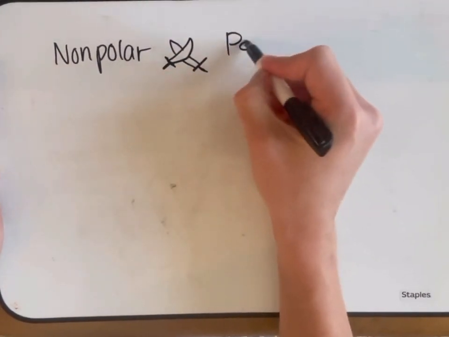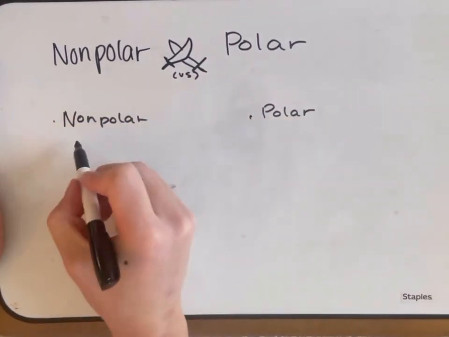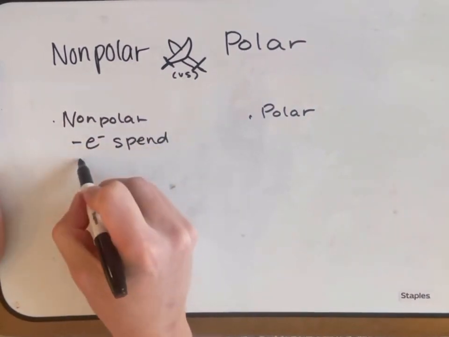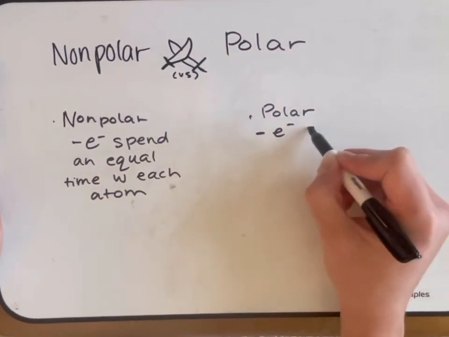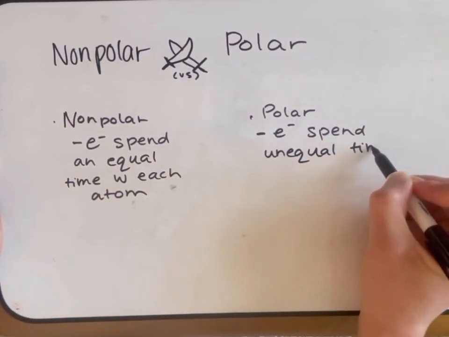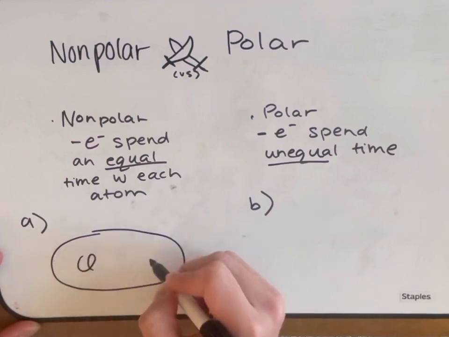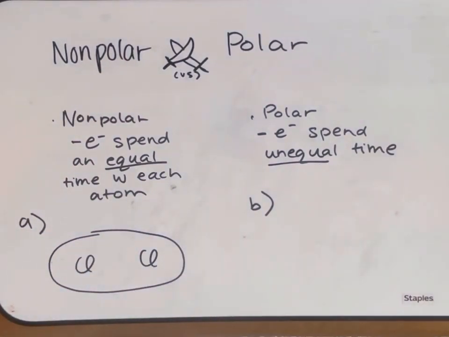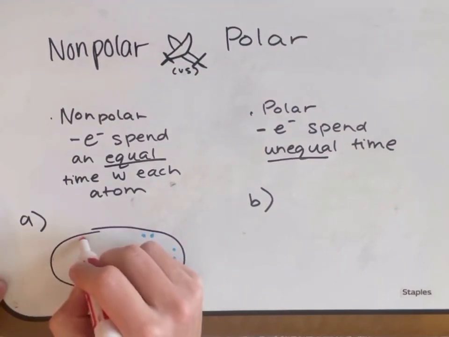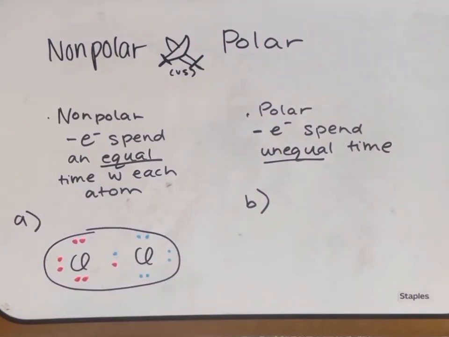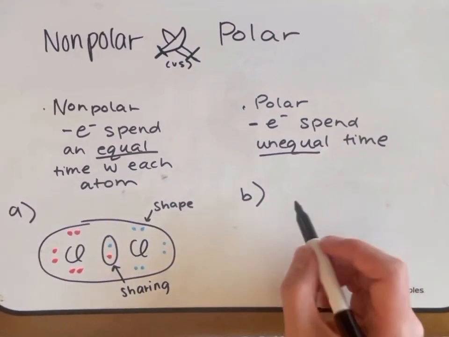So there's sort of a battle between nonpolar and polar bonds. Nonpolar versus polar. Nonpolar electrons spend an equal amount of time with each atom. And obviously that's the opposite with polar bonds, in which they spend unequal time. So let me show you a couple drawings. As you can see, this is Cl2, or chlorine gas, and Cl has 7 electrons, so that's why I didn't put 8 dots on both sides. Now you see in the middle, there's 1 blue and 1 red. That's because they're sharing, and they're sharing equally because the shape is a complete equal circle.